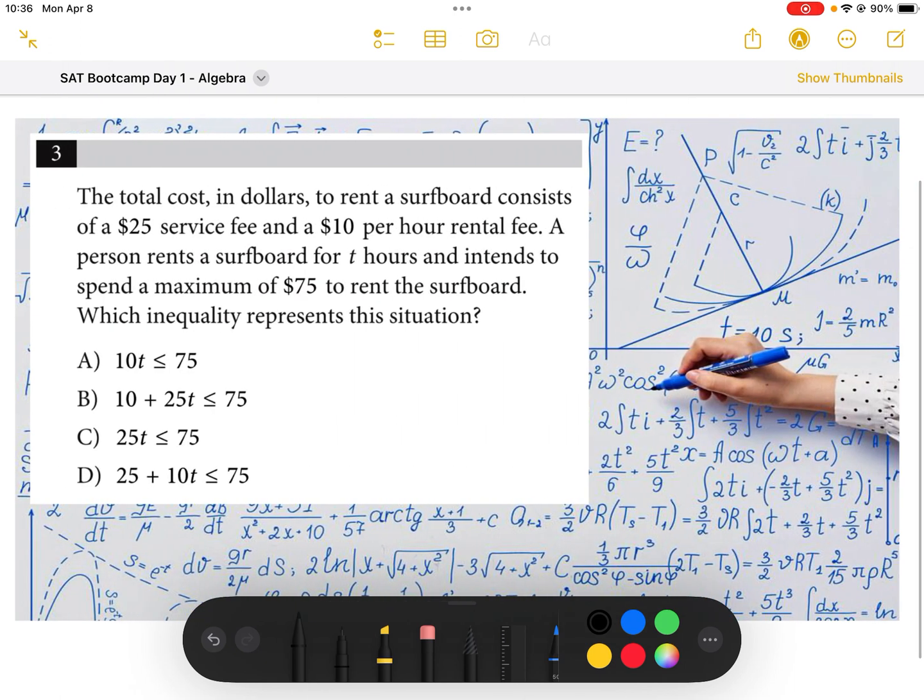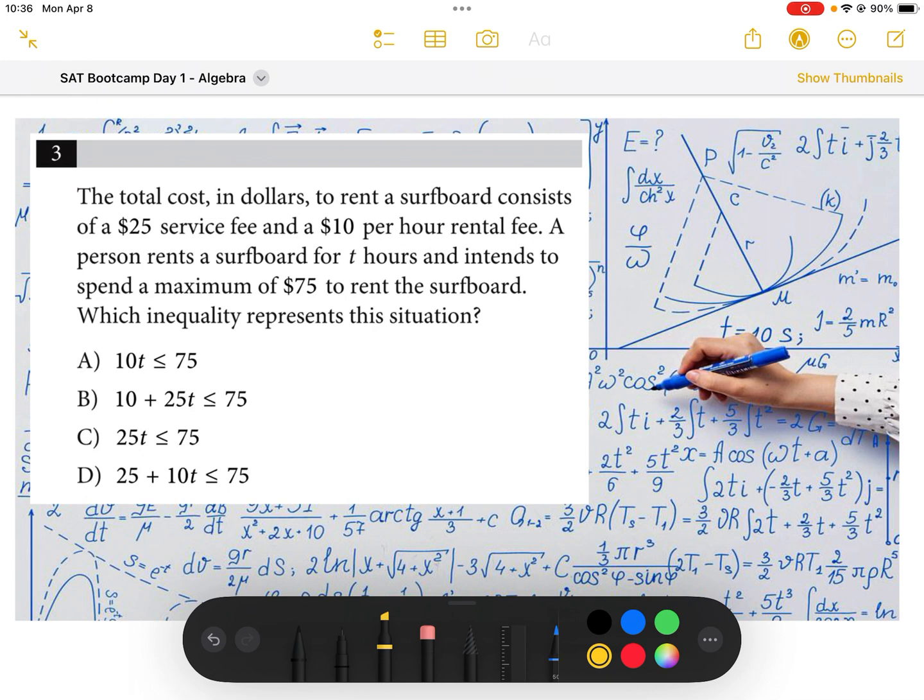Number 3 says the total cost in dollars to rent a surfboard consists of a $25 service fee and a $10 per hour rental fee. A person rents a surfboard for 2 hours and intends to spend a maximum of $75 to rent the surfboard. Which inequality represents the situation? A, 10t is less than or equal to 75. B, 10 plus 25t is less than or equal to 75. C, 25t is less than or equal to 75. Or D, 25 plus 10t is less than or equal to 75. So go ahead, take a moment and solve this problem.